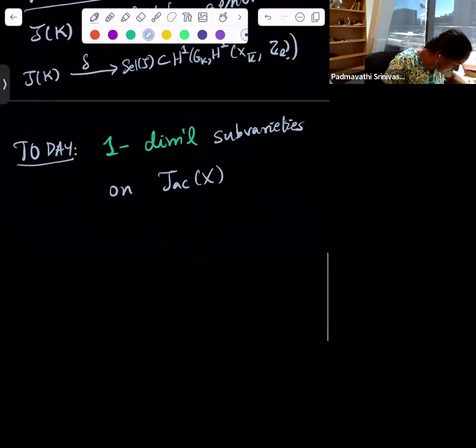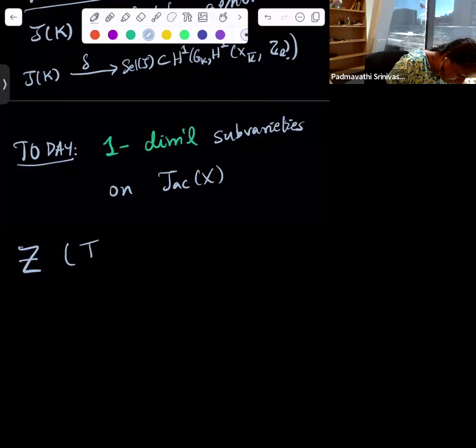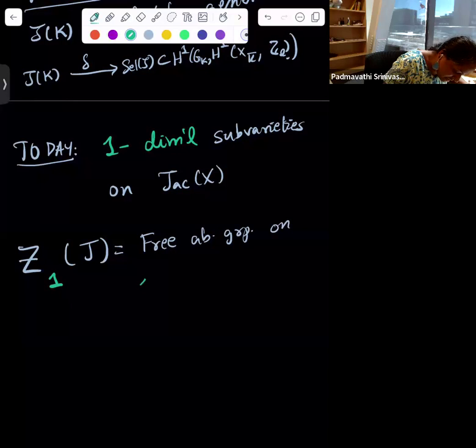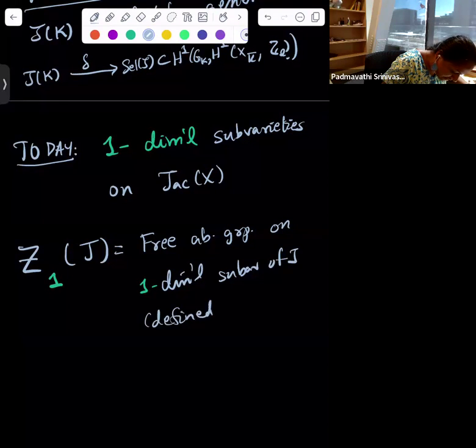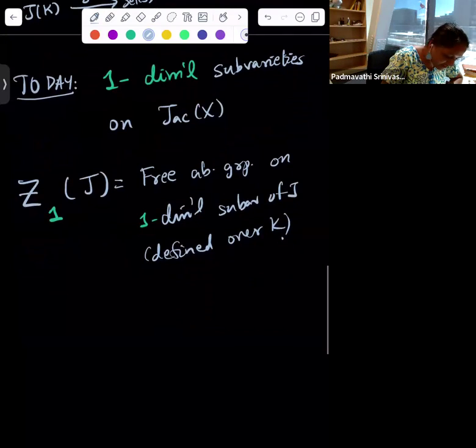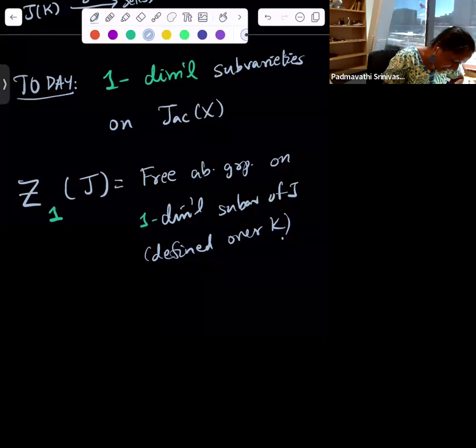Okay, so the main player for today, the group we'll be working in. We're going to change this a few times, but it all comes from this one thing. We'll be looking at one-dimensional subvarieties on J. So just like we had the free abelian group on points, we have the free abelian group on one-dimensional subvarieties of J, say defined over K. Now we're going to pay a little bit of attention to fields of definition.